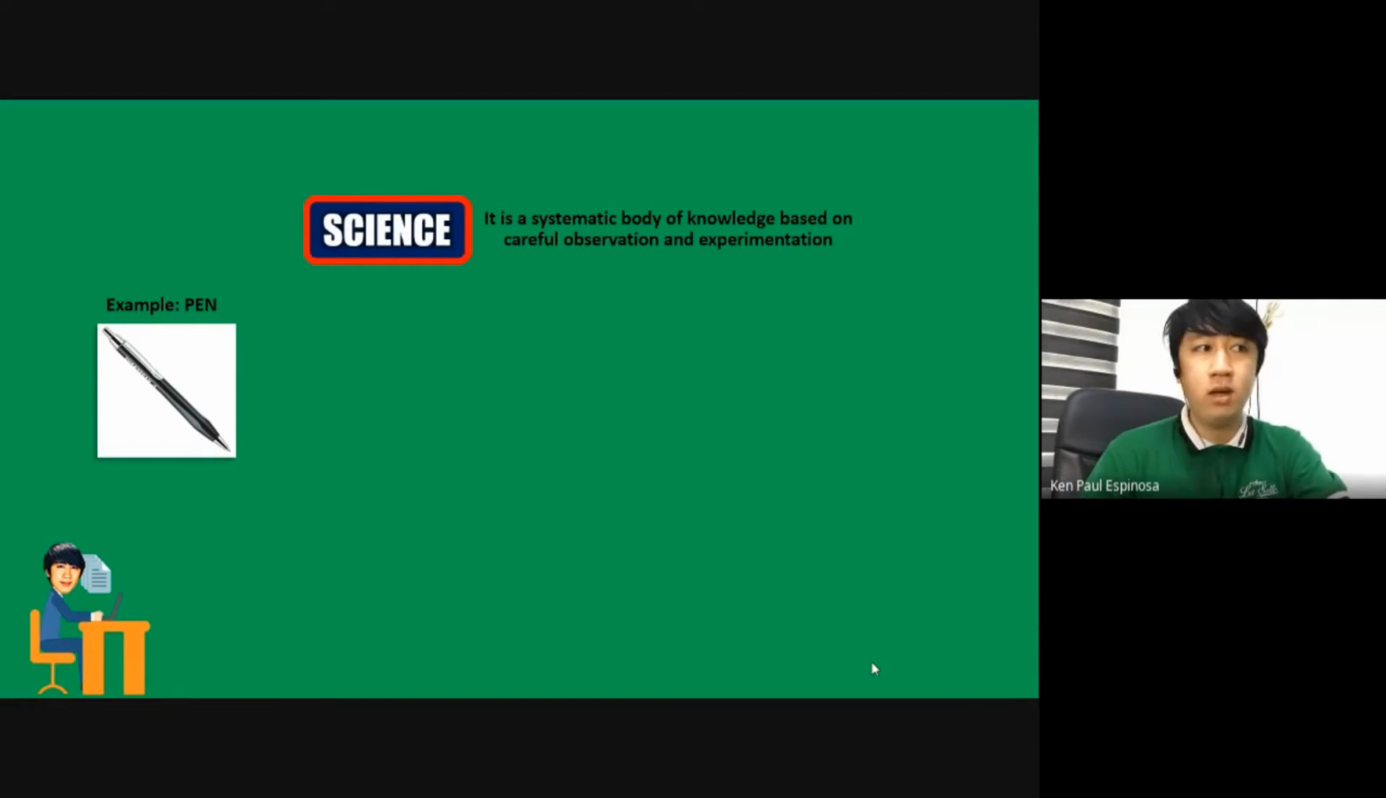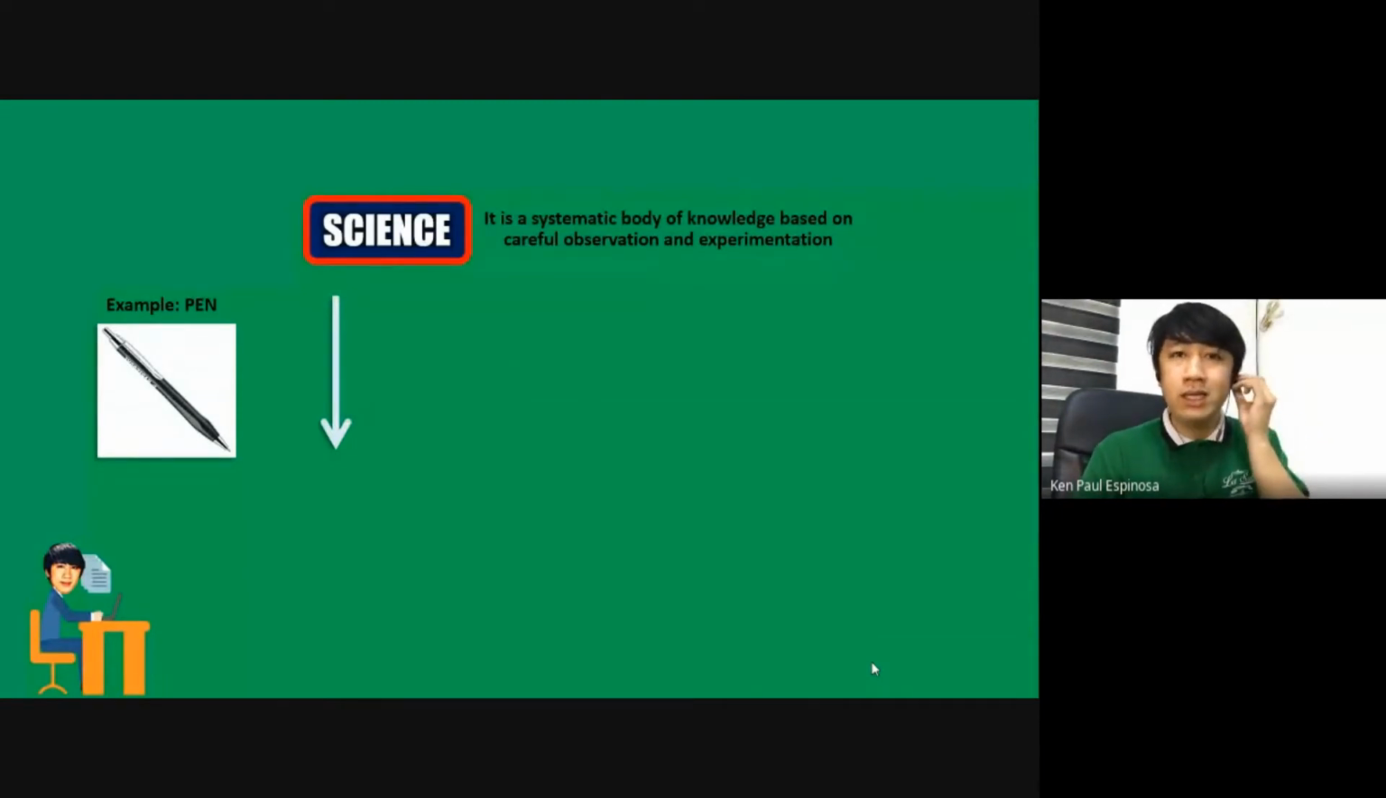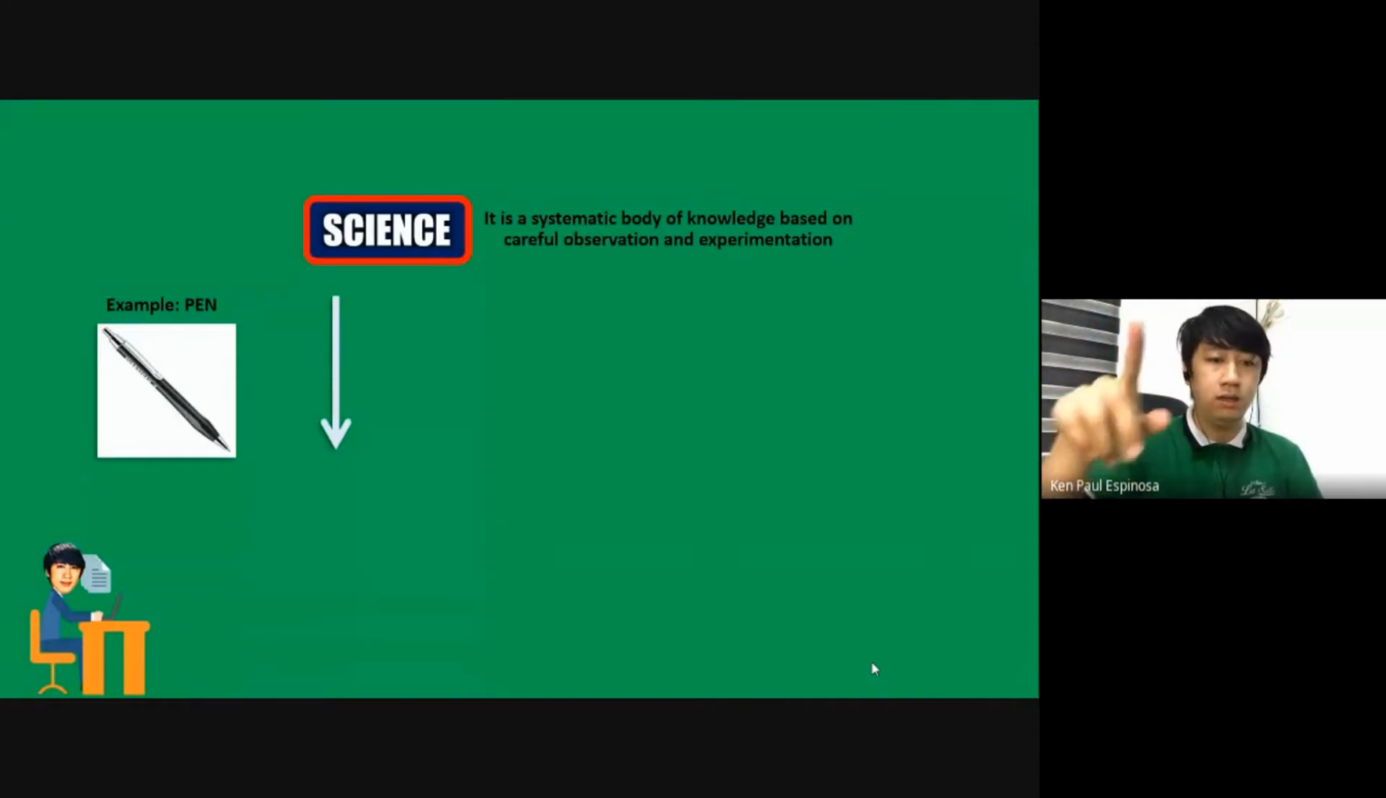So, let's see if pen is science based on the definition itself. Let's see. Pen, a good example of science. Ako, binibigay ko na, pen. So, in writing the letter L, for example, L stands for L.